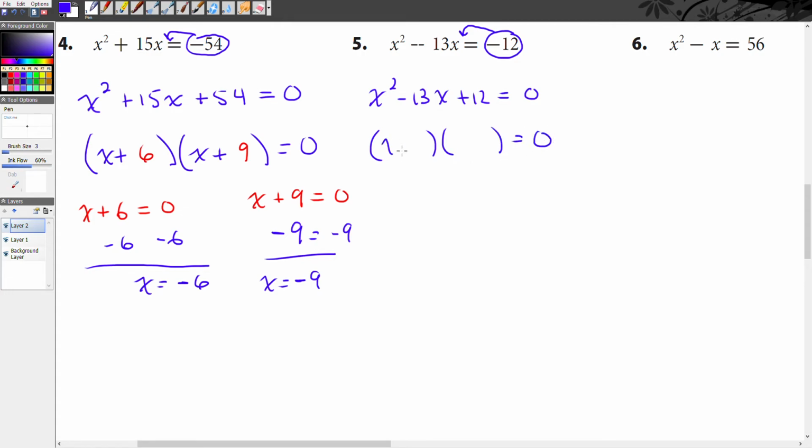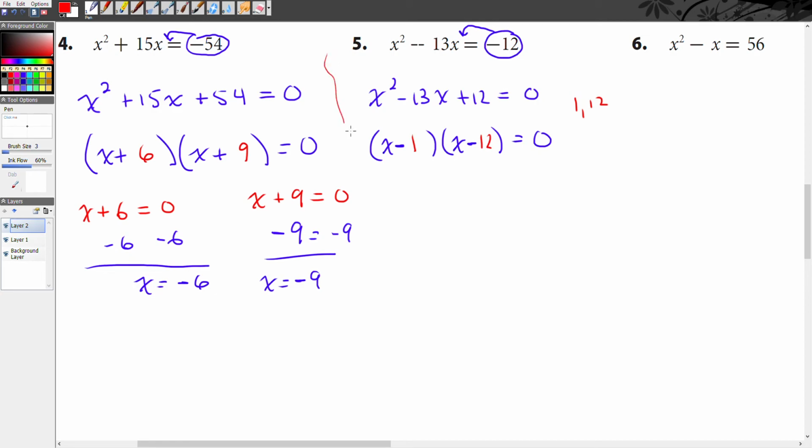So I have here x minus some number times x minus some other number. Again, I'm going to think about two numbers that multiply together to make 12 and add together to make 13. Now, sometimes students get confused on this, but if I think about these factors of 12 right here, 1 and 12. Well, 1 times 12 equals 12, and 1 plus 12 is 13. So I have here x minus 1 times x minus 12 equals 0.